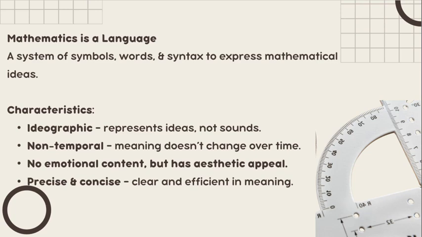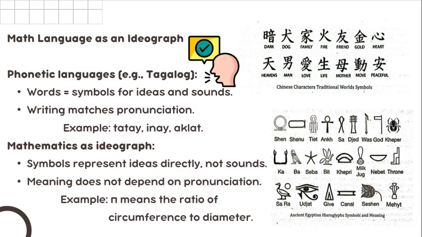Also, last is, it is precise and concise, meaning, kung unsa nang gi-present dira nga mathematical equation or expression, so it expresses clear and efficient meaning. So, mathematics or math language is an ideograph. So, these are examples, na kani mga Chinese characters.